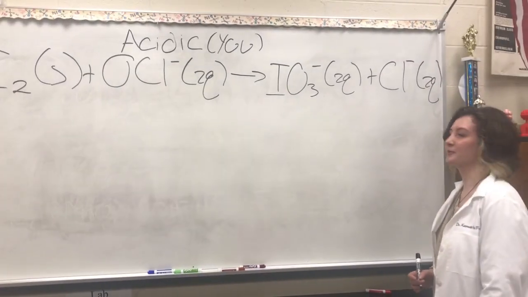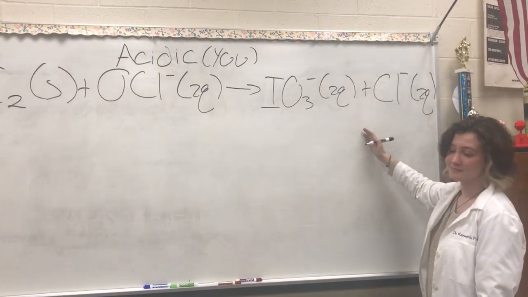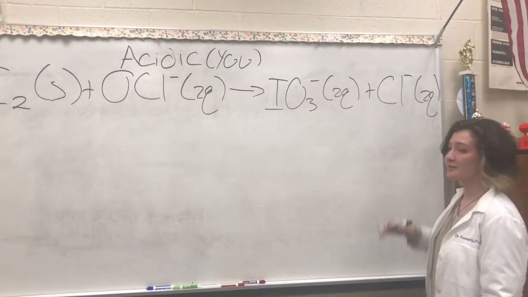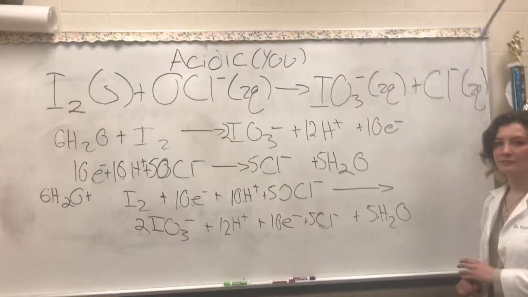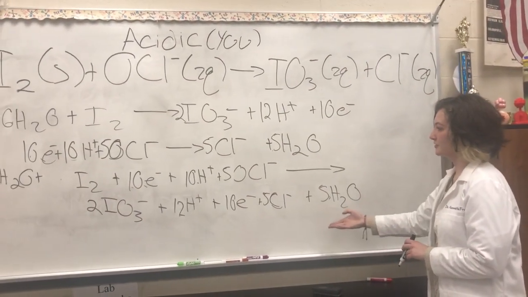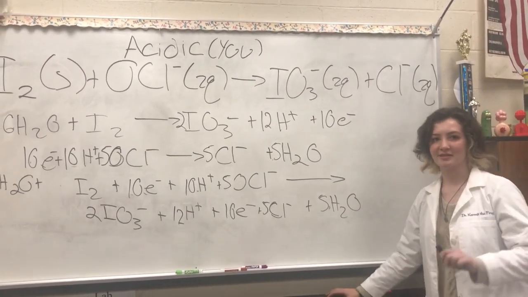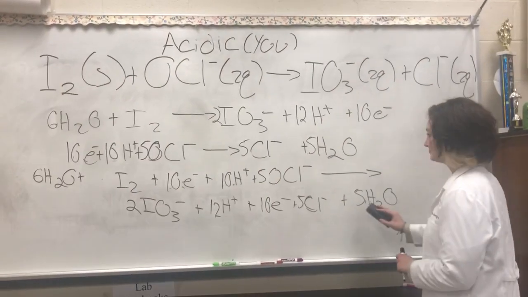This is the acidic problem that you will now try. Feel free to pause the video and then come back for the answer. This is the unbalanced form of the equation. Your answer will be H2I2 + 5OCl equals 2IO3 + 2H + 5Cl. If your answer isn't that, you did it wrong.